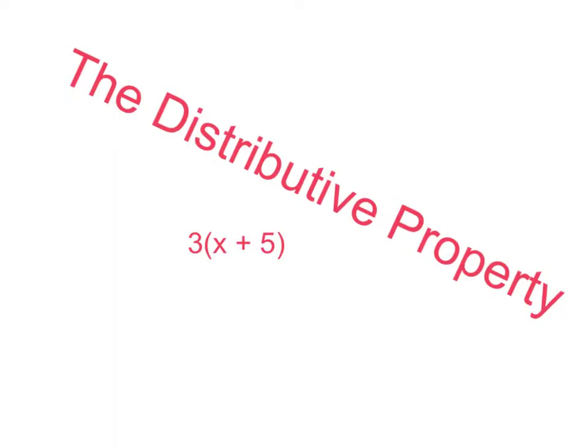Today we're going to start doing an exploration with the distributive property. You guys might remember the distributive property from previous courses, but we're going to do a little exploration so that we see exactly what it means. You might remember it as taking this initial number and multiplying it by everything inside the parentheses. So for example, this would be 3x plus 15. Let's go on and see exactly why the distributive property works this way.